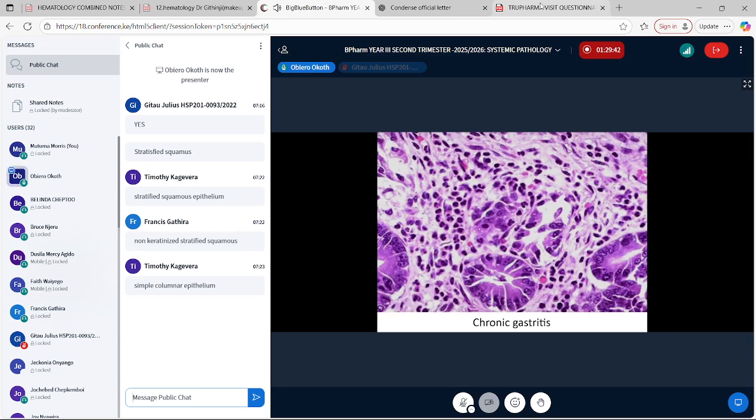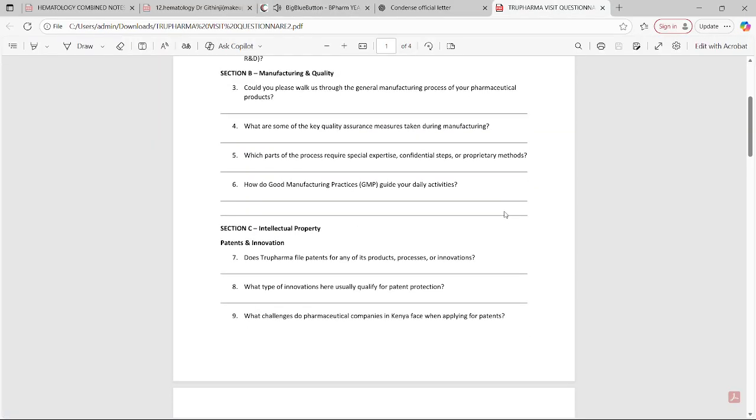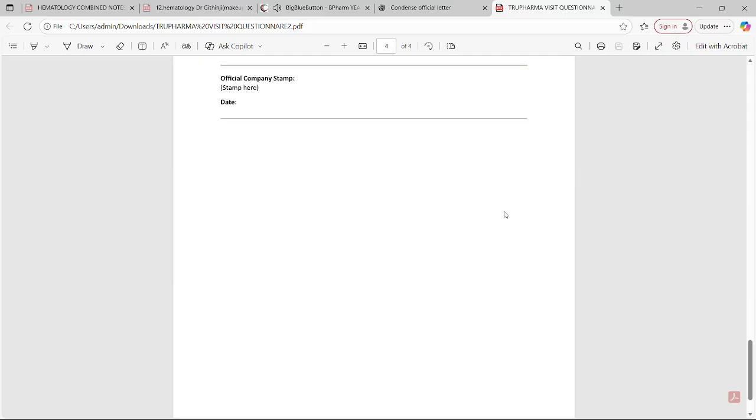At higher power, this one is the cell here. You can now see the plasma cell, but on top of that, now you have neutrophils. So this is an active chronic gastritis.